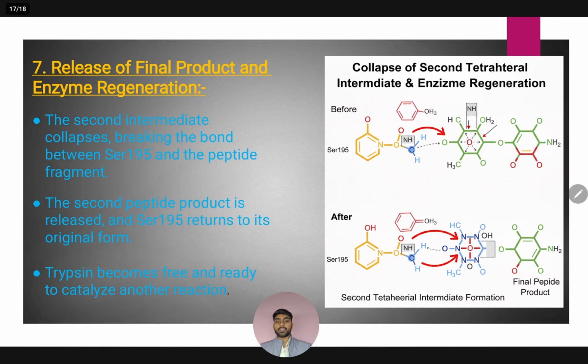Finally, we reach step 7, release of the final product and enzyme regeneration. The second intermediate collapses, breaking the bond between serine 195 and the peptide fragment. The second peptide product is released and serine 195 returns to its original form. At this point, trypsin becomes free and is ready to catalyze another reaction.